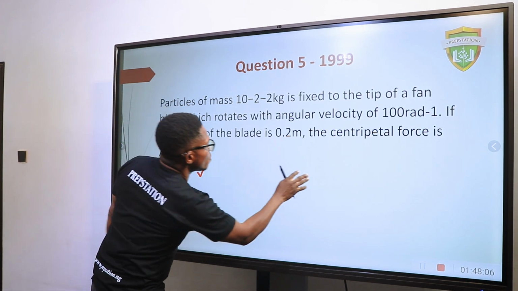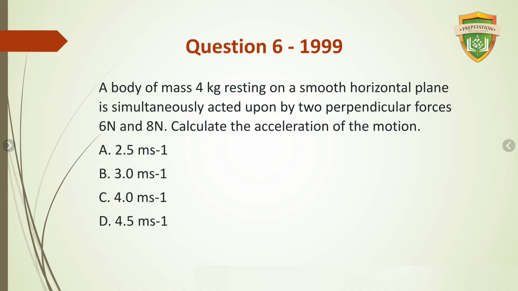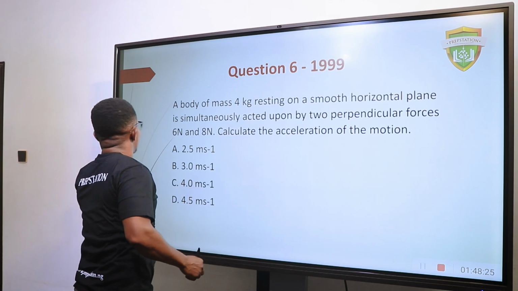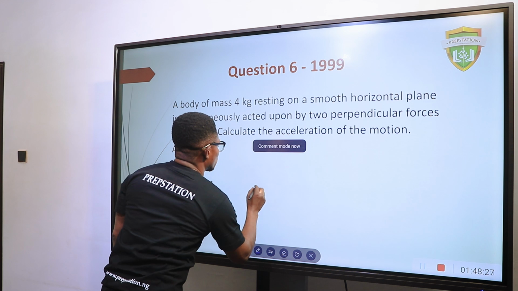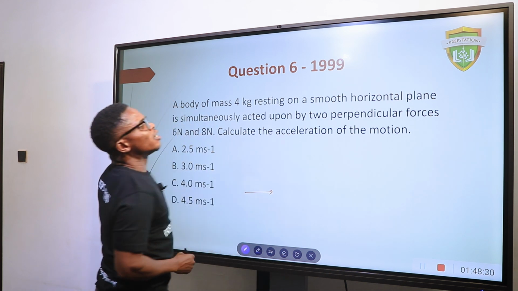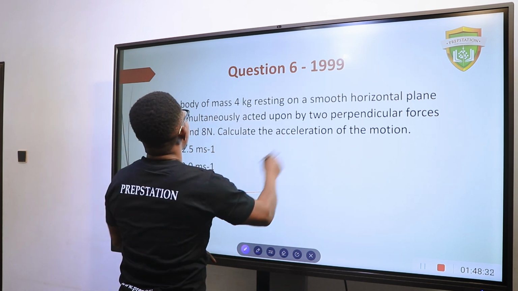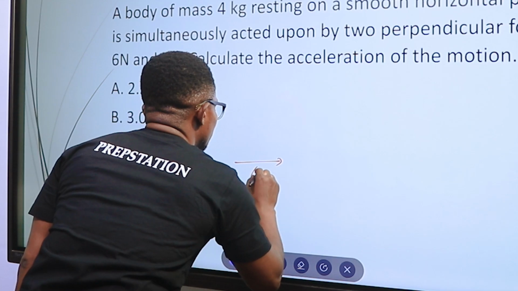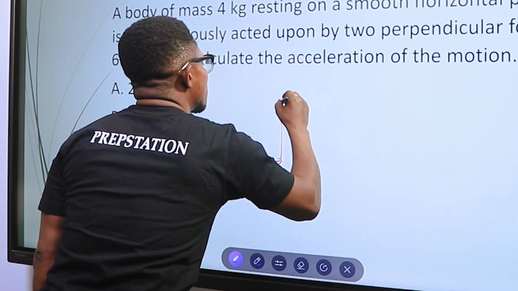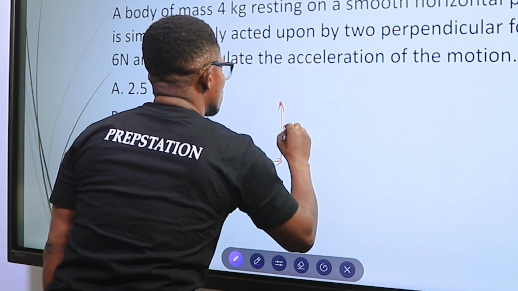Now let's quickly move. Question number 6. A body of mass 4 kilogram resting on a smooth horizontal plane is simultaneously acted upon by 2 perpendicular forces of this and this. Calculate the acceleration of the motion. Now this is coming up again, perpendicular forces. So what do? Apply component vector. So this is vector 1. The value is what? Vector 1 is 6 Newton. And then vector 2 is 8 Newton.